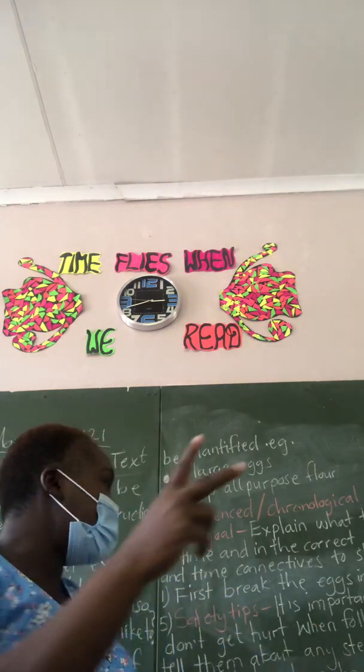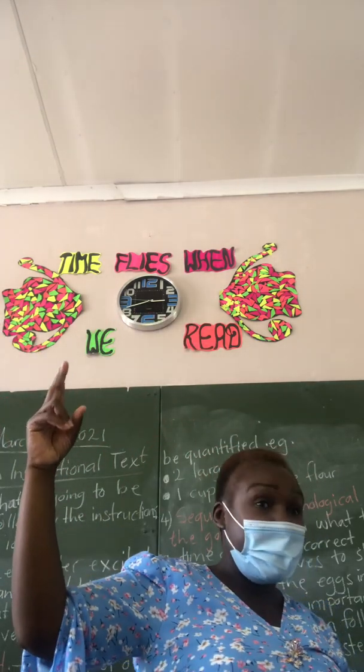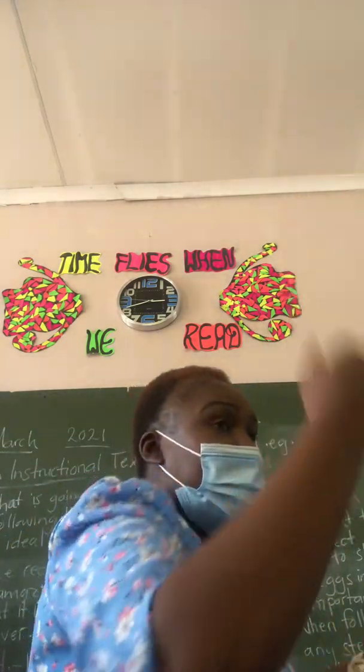Yes. Let's say they are making a paper aeroplane with the scissors. What can you say? Yes? They should ask an adult to help them. Or what else can you say? Yes?